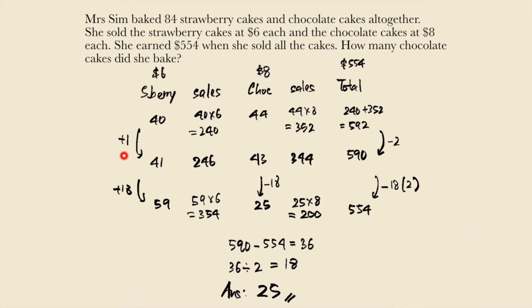So I'm going to do this 18 times, minus 2, 18 times. So I've got a plus 1, 18 times. So I'm going to add 18 here. And what's the number of chocolate cakes baked? That would be 43 minus 18, giving us 25.